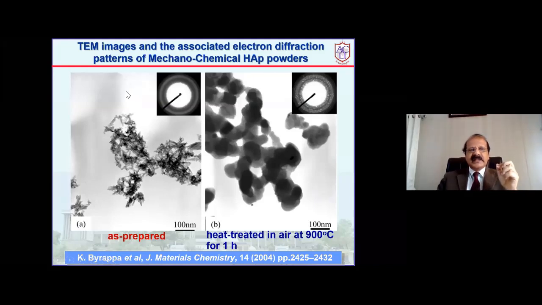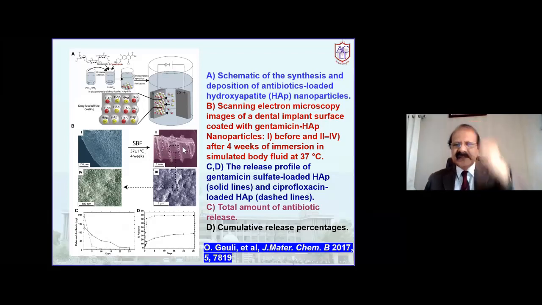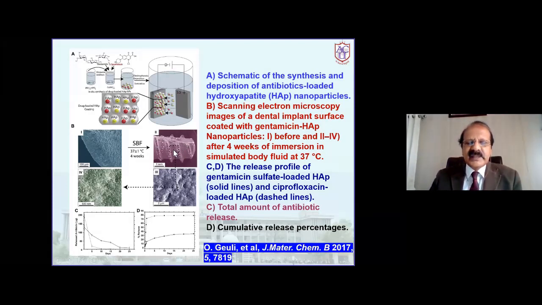Okay. So this is one of the beautiful pictures I have taken from the Journal of Materials Chemistry, published by Guelli, an Italian group, wherein they have deposited two antibiotics, ciprofloxacin and gentamicin sulfate, loaded onto hydroxyapatite. And after like 30 days or so, they have taken the same images to see how these antibiotics are coated.